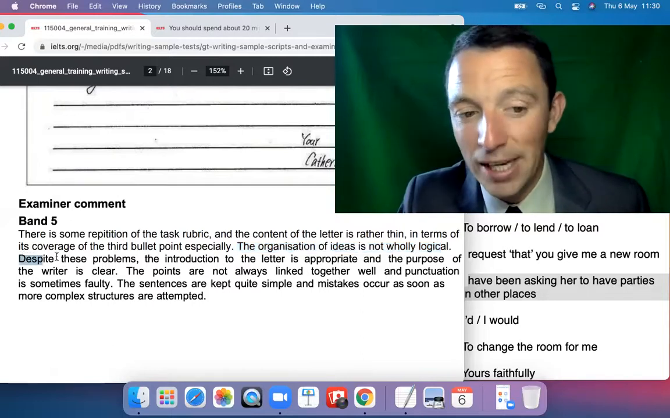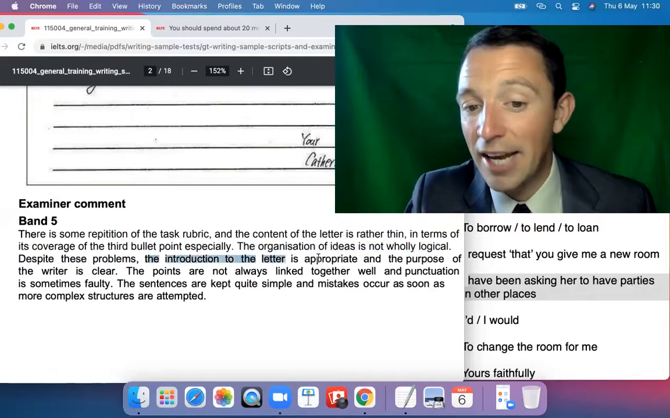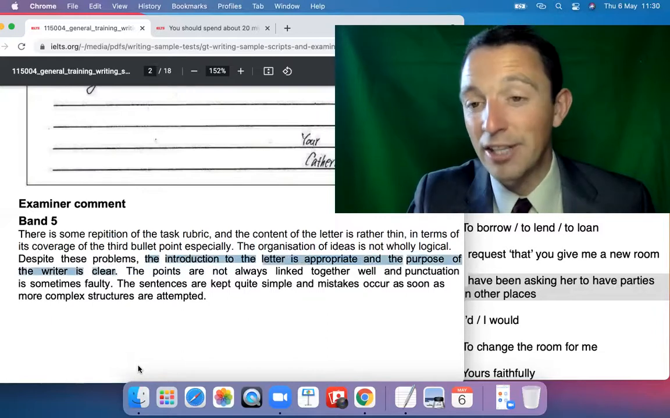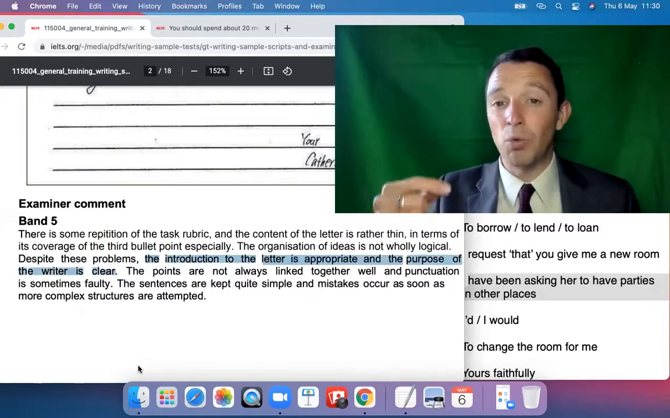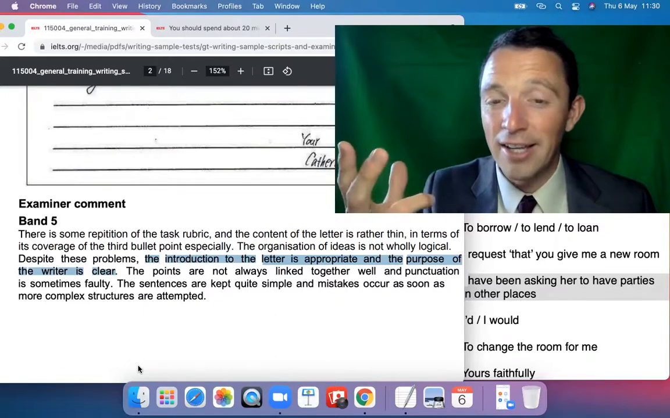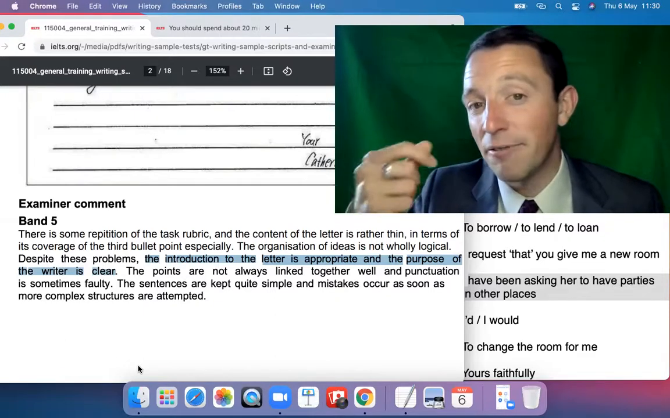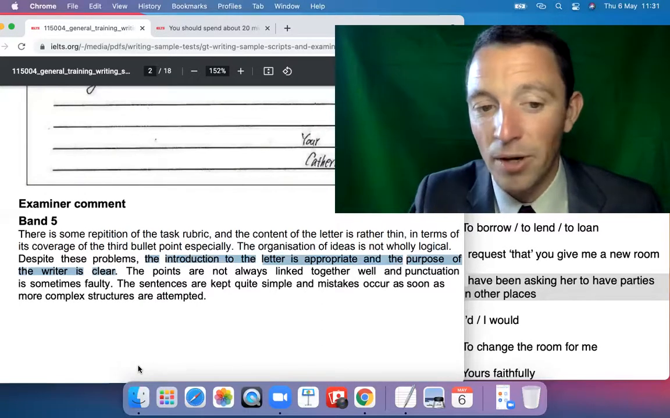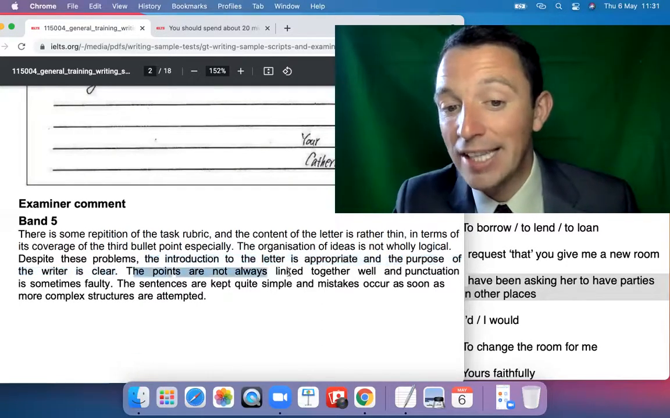So despite these problems, the introduction to the letter is appropriate and the purpose of the writer is clear. So this is again, more or less what I have said, that it's understandable, it's very clear, it's very direct, but it's missing a lot of detail for the higher mark, okay? And the points are not always linked together well.